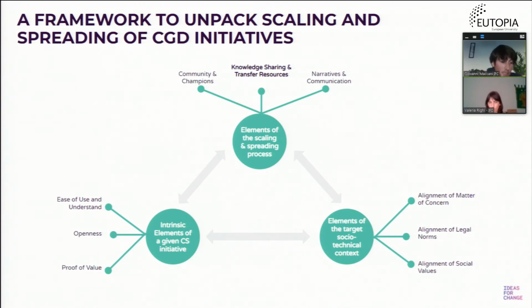So when we look at elements intrinsic to a given initiative, obviously proof of value. If it's valuable, it's more likely to scale. Ease of use and understanding: the easier it is for users, or in this case for citizens, to understand their task, the easier the task granularity is for them, the more likely it is the project to scale.